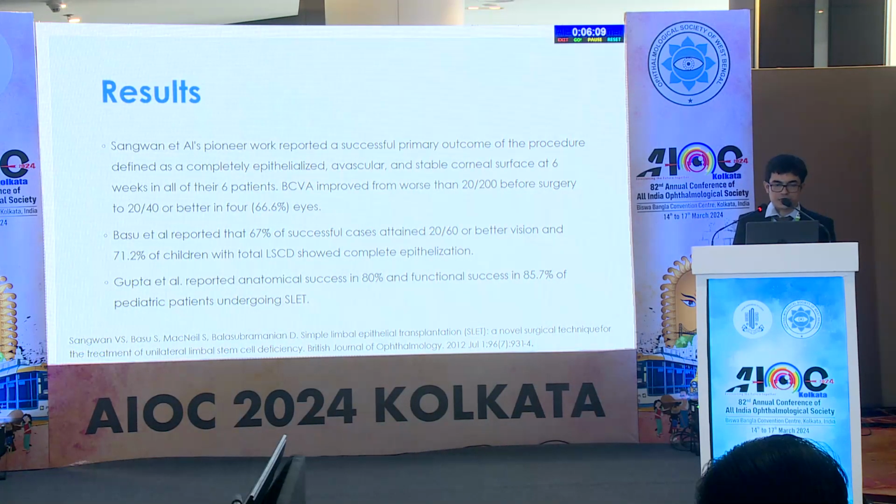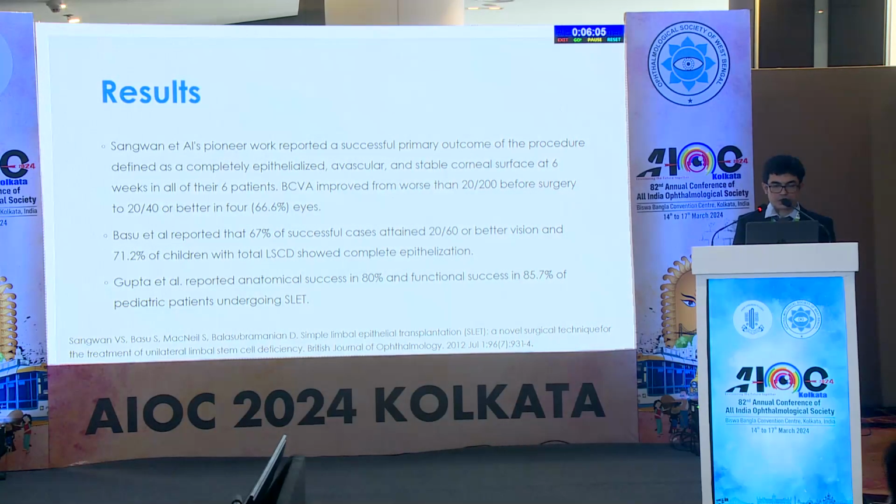Some other steps I would like to say. Firstly, we prefer superior limbus because it is said to have more stem cells. Secondly, if the diseased eye has symblepharon, we can go with conjunctival autograft along with the SLET procedure. And the eye should not be inflamed. We have to make sure that the inflammation is under control.